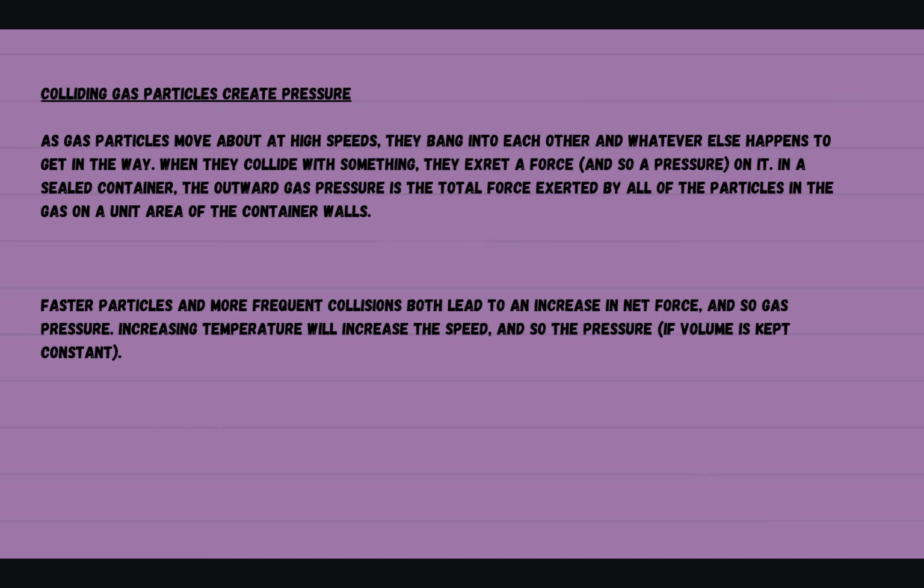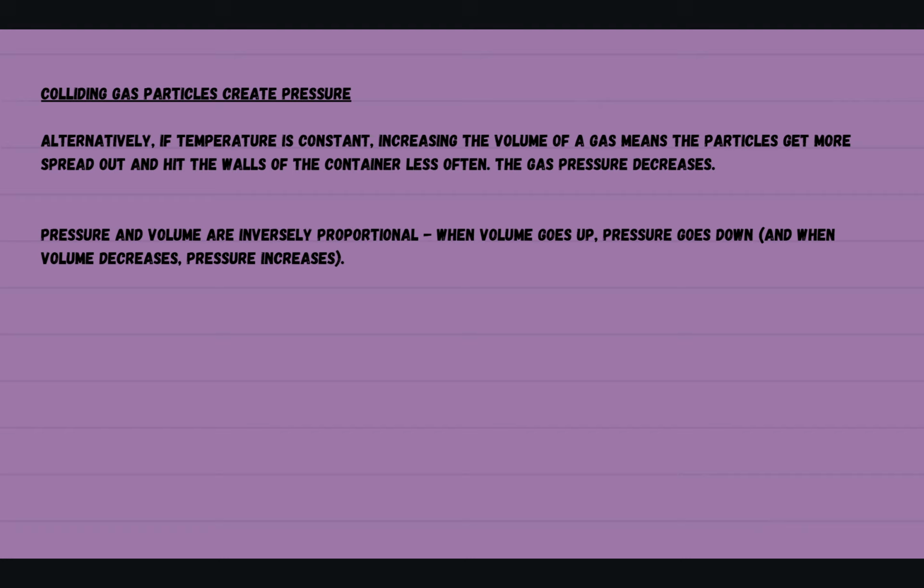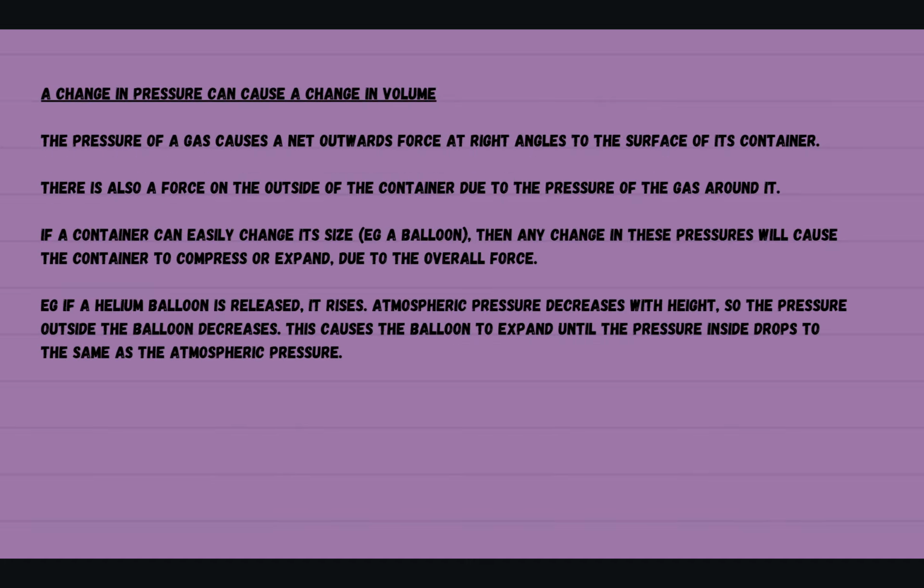Faster particles and more frequent collisions both lead to an increase in net force, and so gas pressure. Increase in temperature will increase the speed, and so the pressure if the volume is kept constant. Alternatively, if temperature is constant, increasing the volume of a gas means the particles get more spread out and hit the walls of the container less often. The gas pressure decreases. Pressure and volume are inversely proportional. When volume goes up, pressure goes down, and when volume decreases, pressure increases.